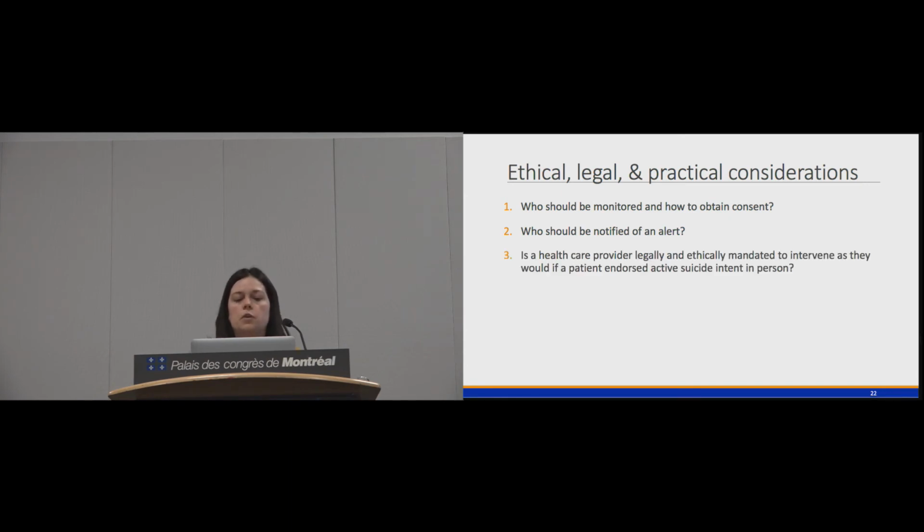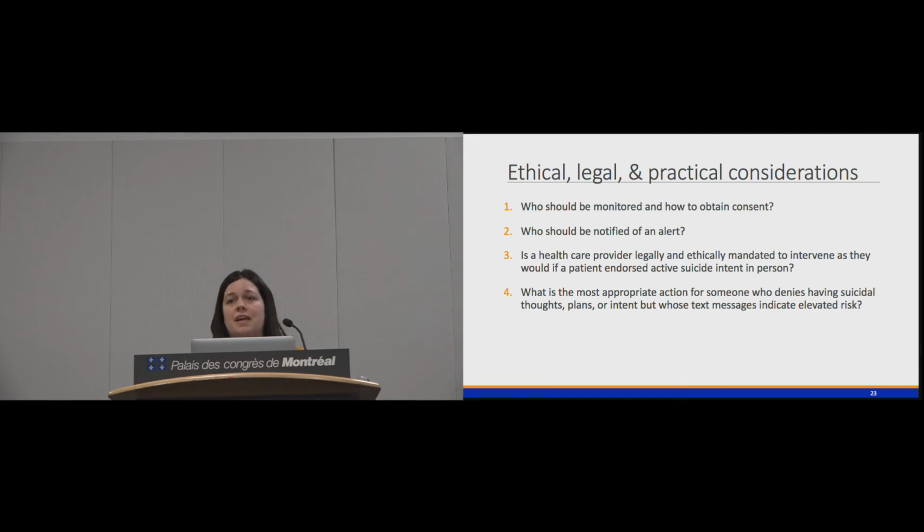This is a big one. So currently, if your patient endorses active suicide intent in person, as a healthcare provider, you are legally and ethically mandated to intervene. What happens if the system indicates your patient is at risk? Does that same standard still hold? Another big question, many patients deny having thoughts before going on to make a fatal suicide attempt. What if the alert system says your patient is at risk, but your patient maintains they're not having thoughts? What do you do?